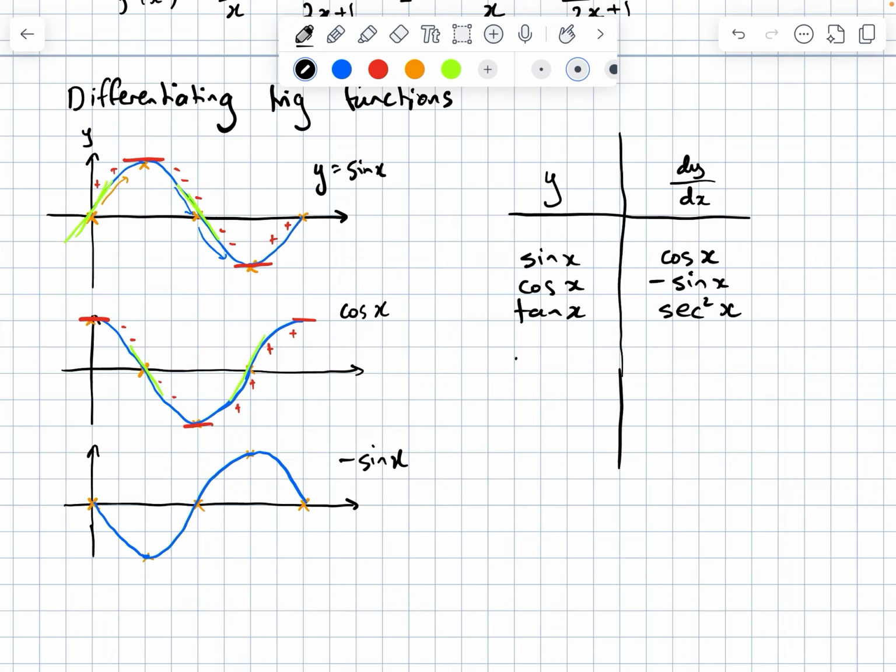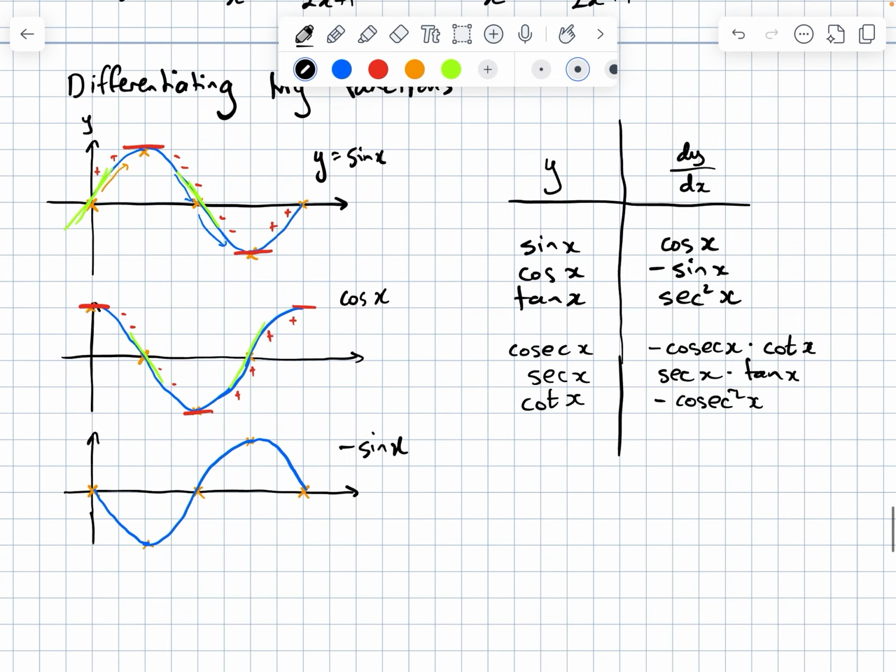For our reciprocal functions, we have cosec x, sec x, and cot x. Cosec x differentiates to negative cosec x times cot x. Sec x differentiates to sec x times tan x. And cot x differentiates to negative cosec squared x. We'll go through a few examples to see how this works.